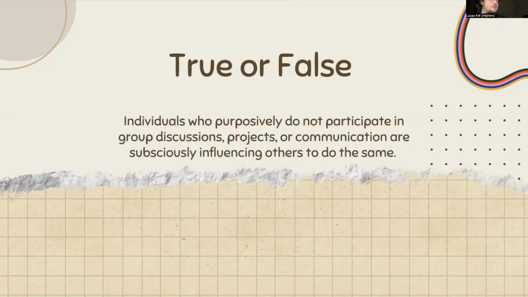True or false? Individuals who purposely do not participate in group discussions, projects, or communication are subconsciously influencing others to do the same. That is true. And these individuals are called social loafers.